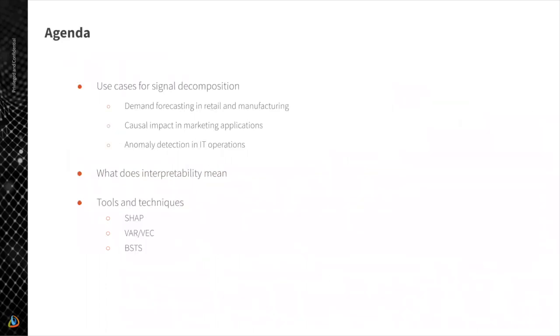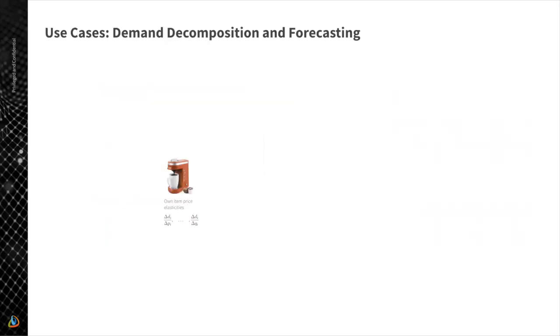I'm going to start with a description of several use cases for interpretable forecasting and signal decomposition. I will be using demand forecasting as a running example, and will be focusing predominantly on this use case and this domain, demand forecasting in retail and manufacturing. But I will also briefly touch on some other applications that can use similar techniques, like causal impact analysis in marketing applications and anomaly detection in IT operations. After that, we will talk about what interpretability actually means for different users in the enterprise. And finally, the main part of this presentation will be a hands-on example that shows how specific techniques can be used to decompose time series and how these techniques can be applied in practice to our demand forecasting problem. So let us start with the problem of demand decomposition and demand for revenue forecasting.